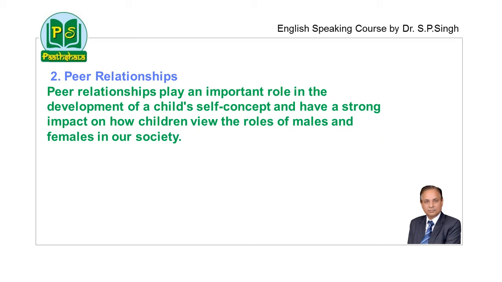Peer relationships play an important role in the development of a child's self-concept and have a strong impact on how children view the roles of males and females in our society. The perpetuation of gender biases and stereotypes often begins in the home and is then further reinforced by the peer group.